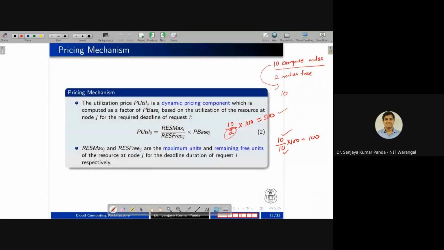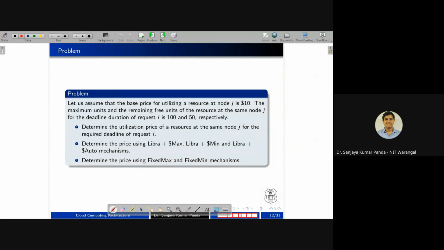Okay, so based upon that, I'll tell you a simple problem so that you can understand. Let us assume that the base price for utilizing a particular resource at node J is $10. Okay, that is the base price. And the maximum unit and remaining unit of the resource at the same node J for the deadline duration of a request: maximum units is equal to 100, and minimum units is equal to 50, right? Maximum units is 100 and minimum units is 50.